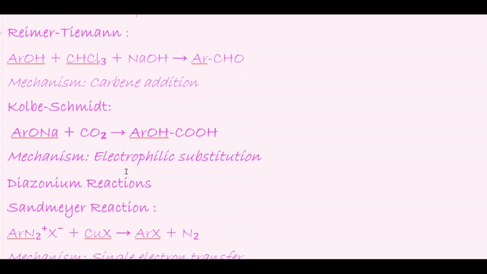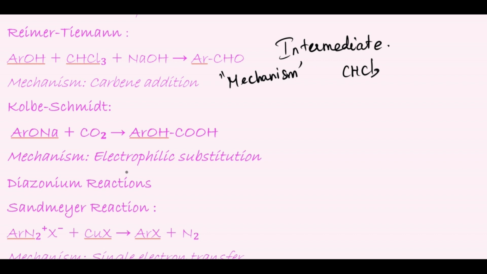Then the important reaction, that is Reimer-Tiemann reaction, which happens in the presence of chloroform and base. The question you can expect over here is intermediate. What kind of intermediate is it forming? So please be careful with the mechanism of this reaction. It is forming CCl2. Okay, so then that will attack, the carbene addition is happening over there.